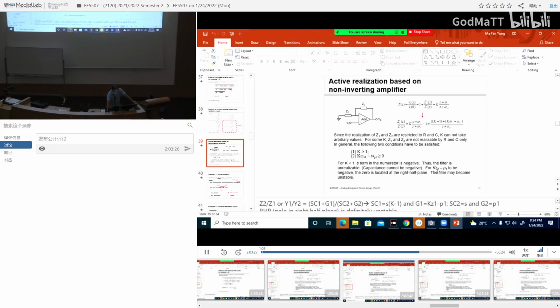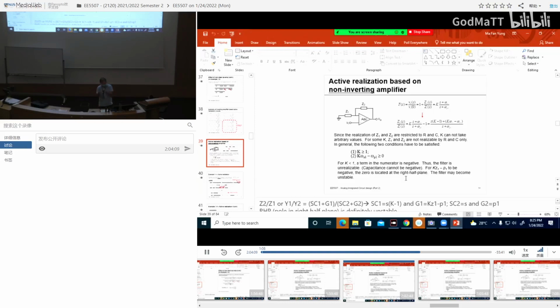And if you work it out so that KZ1 minus P1 is negative, that means you have the zero located in the right half plane of the Laplace plot. This one you all have to understand. The Laplace plot is real value, imaginary value. S can be a complex number, real plus j omega. When we map the Laplace transform to the Fourier transform, we say S is equal to j omega. That means S is along the vertical axis.